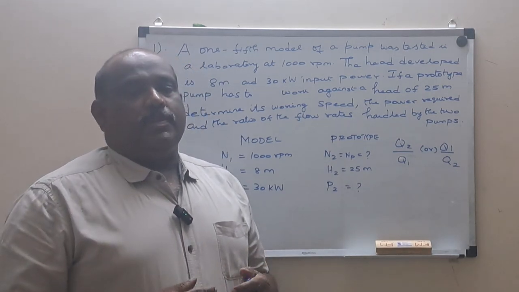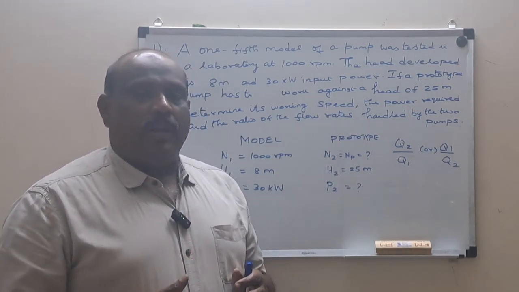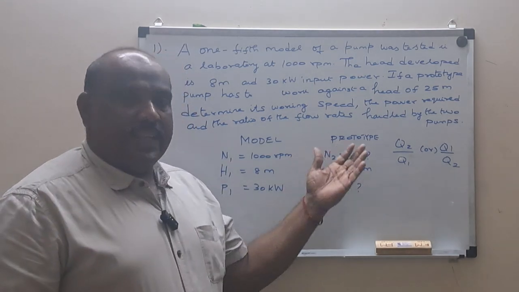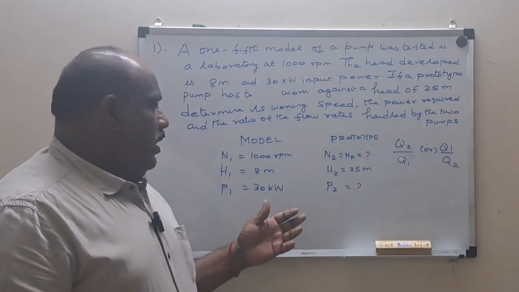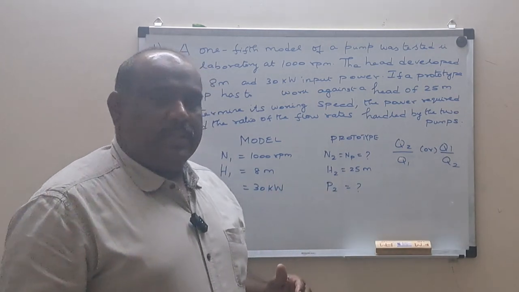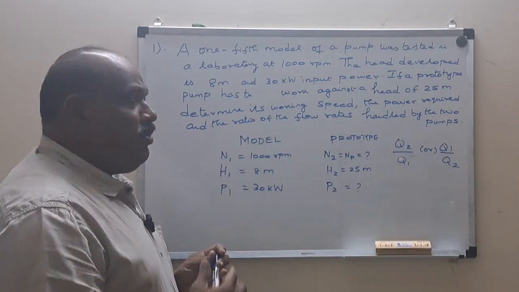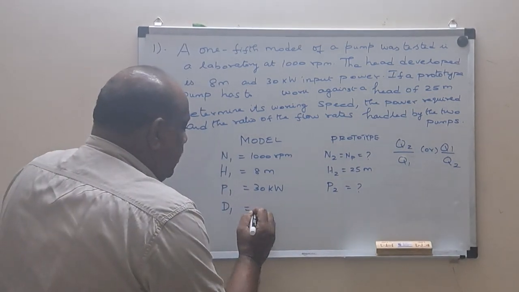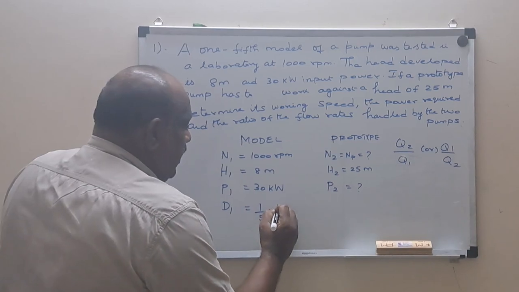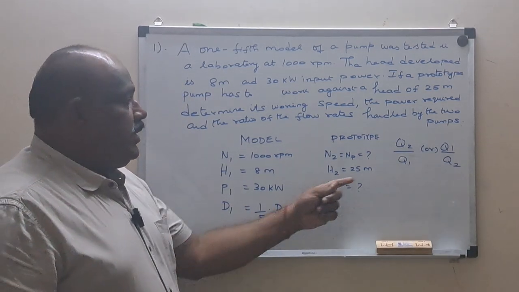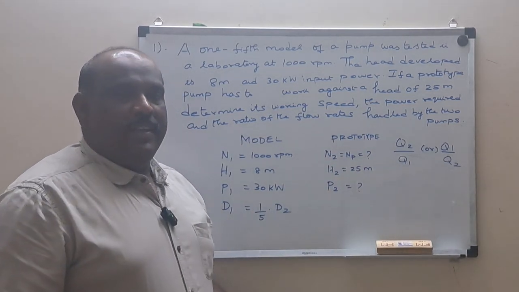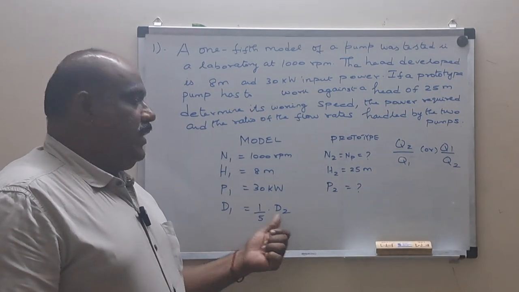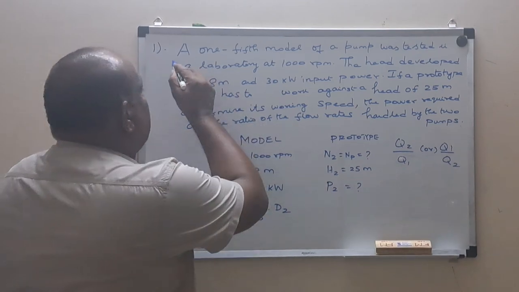This problem is especially useful when you want to develop a model instead of making a real prototype. The real prototype is bigger in size and the head to be developed is 25 meters. Whereas the 1/5 model, what is meant by 1/5 model? Which means D1 is equal to 1 by 5 of D2. Because D2 will be bigger, you know that. So D1 will be 1/5 of the D2. That is also one of the data given.